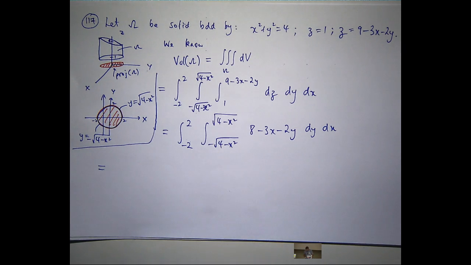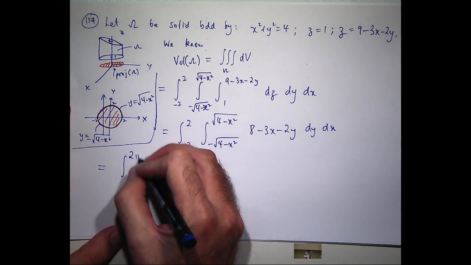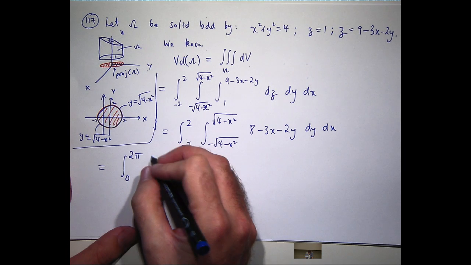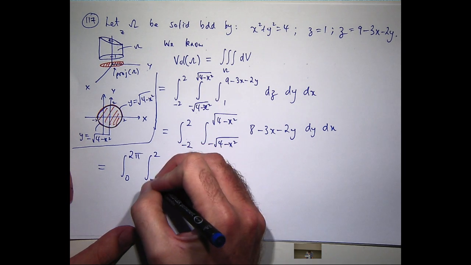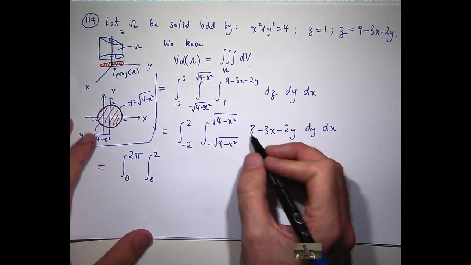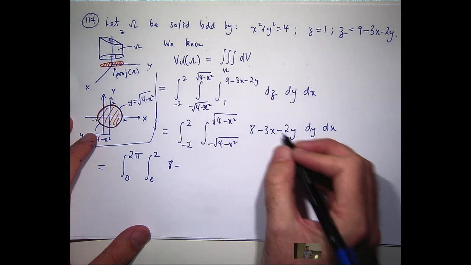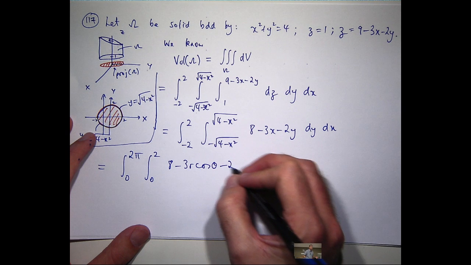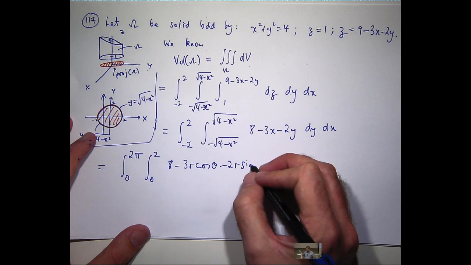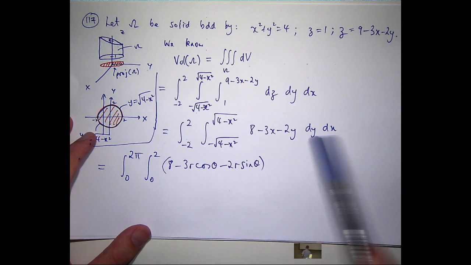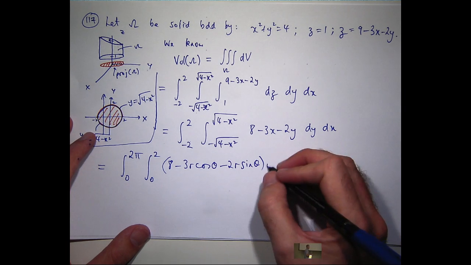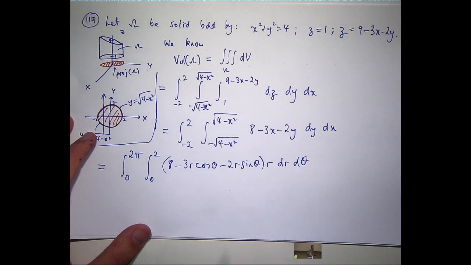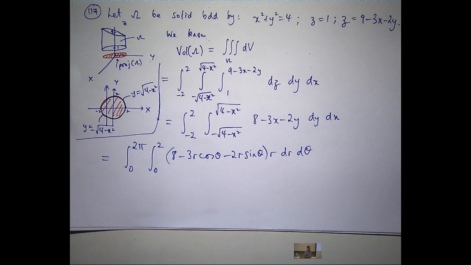So this is going to be 8. So we replace x with r cos theta and y with r sine theta. And we replace this area element with r dr d theta. Okay? Now, don't forget about the r here. Lots of students forget it.